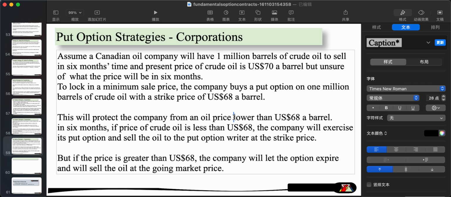If the price of crude oil is less than $68, the company will exercise its put option and sell the oil to the put option writer at the strike price. But if the price is greater than $68, the company will let the option expire and will sell the oil at the going market price.